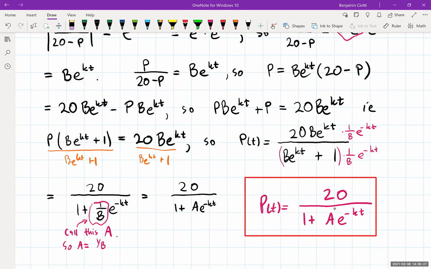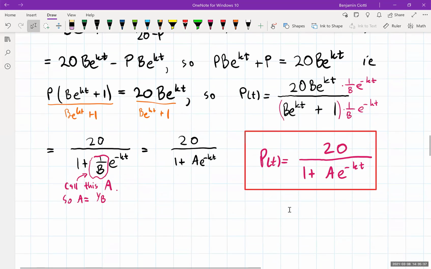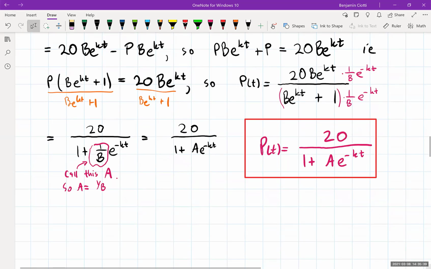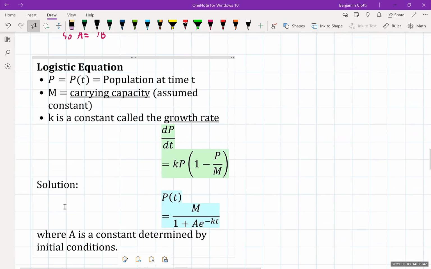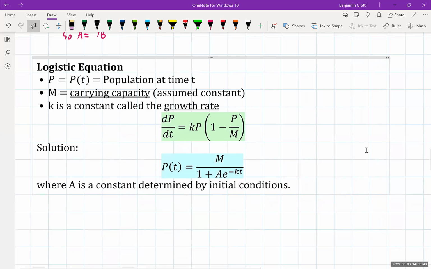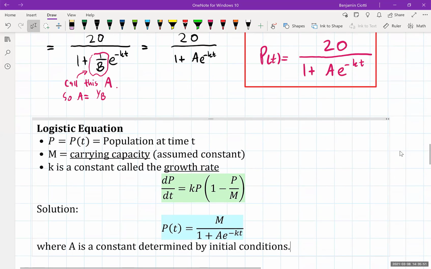I think now that I've done it for this particular carrying capacity, I did it for the carrying capacity being 20. I'll just give you the equation for general carrying capacity. So I already printed that out. Okay, so here's your logistic equation.